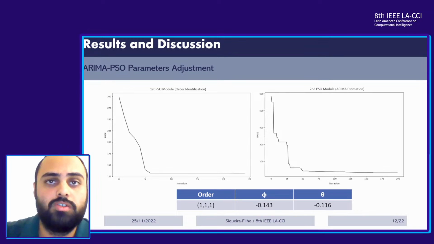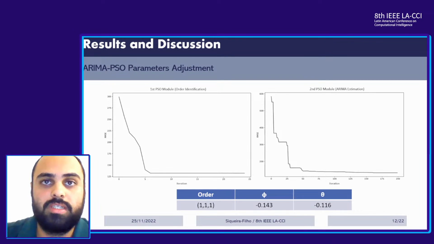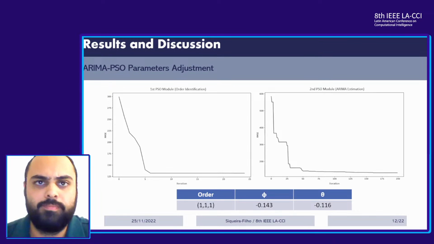The first module converged with only 6 iterations, while the estimation of the coefficients took much longer to converge, as you can see in the right figure, being able to stabilize around 150, 170 iterations. This can be explained due to the complexity involved in searching for the right coefficients in a continuous space.